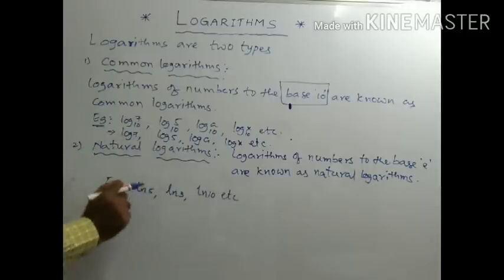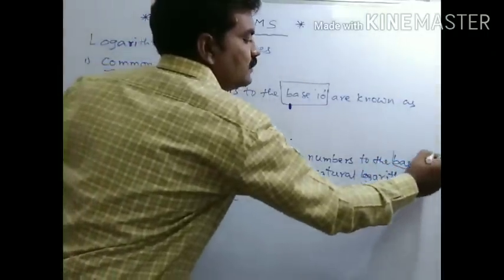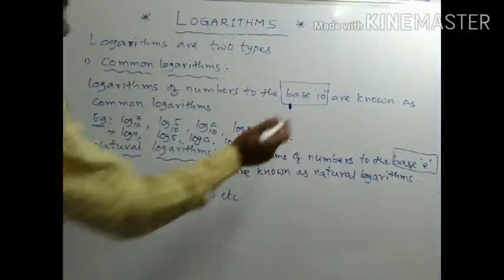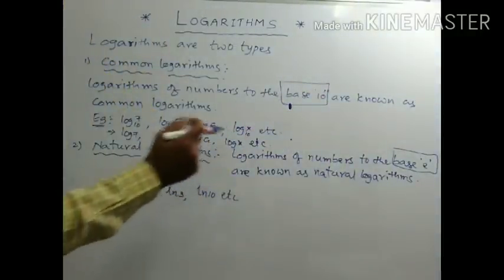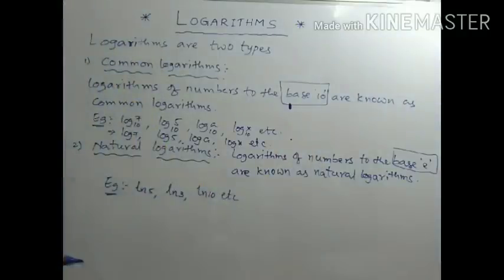Okay. Now coming to the second one, that is natural logarithms. Very simple. Logarithms of numbers to the base e. Earlier to the base 10, and now to the base e, are known as natural logarithms. If they are mentioned with base e, then they are treated as natural logarithms.